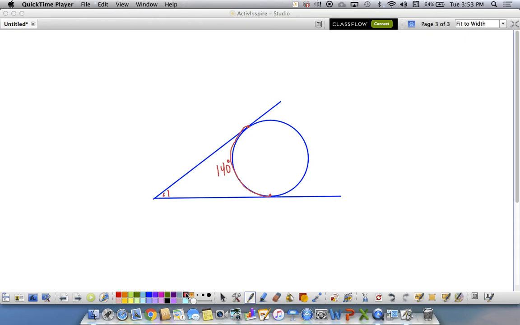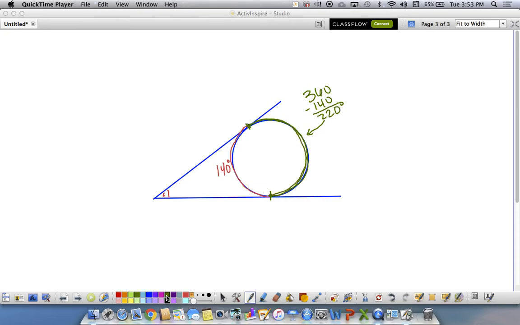Do you have enough information? That's a good question. Hopefully a lot of you said yes. If these are both tangents, what does this arc on the outside have to be? Yeah, it has to be the rest of that circle. So we have to do 360 minus 140, and that's going to give me 220. So 220 degrees is this outside arc.